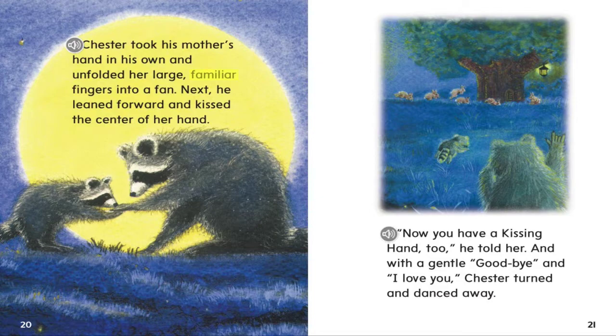Remember that as good readers read, they look for what a section of a story is mostly about to help them. On these pages, Chester tells his mom that she has a kissing hand too. Let's look for details that tell about his mom's kissing hand. Well, I read here that Chester took his mother's hand, unfolded her fingers, and then kissed the center of her hand. These details all describe the main idea of his mom receiving a kissing hand from Chester.